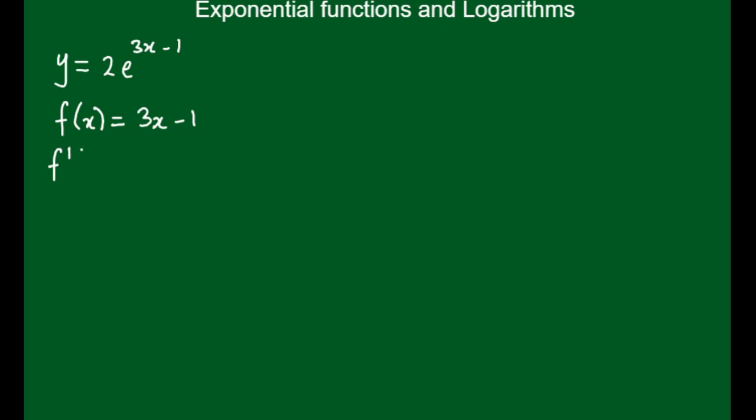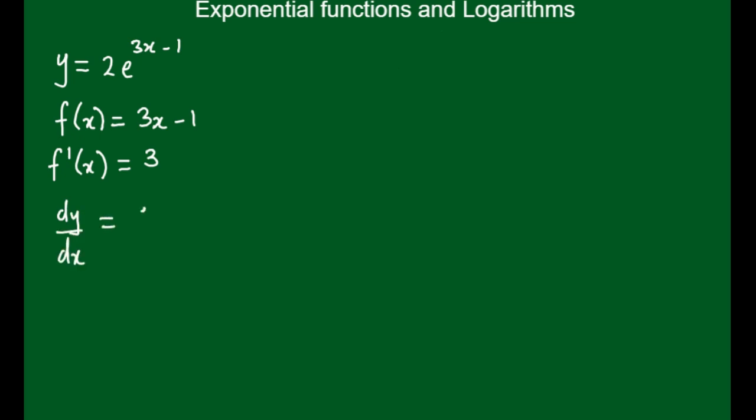And f prime of x, we are going to find the first derivative of f of x. So we're just going to differentiate. Differentiating 3x, by now we should know how we differentiate 3x. So differentiating 3x, we get 3. And differentiating minus 1, we get 0. So let's move on and write down our dy/dx.